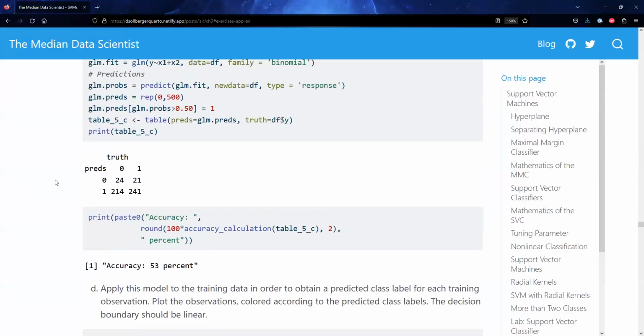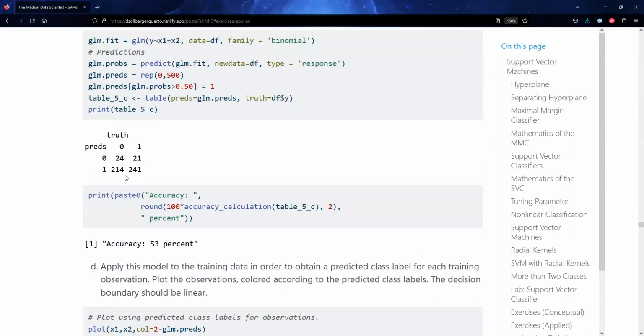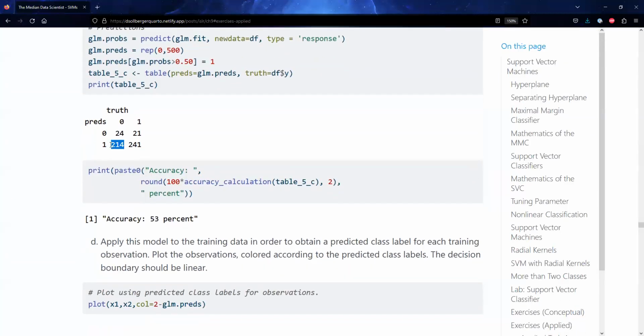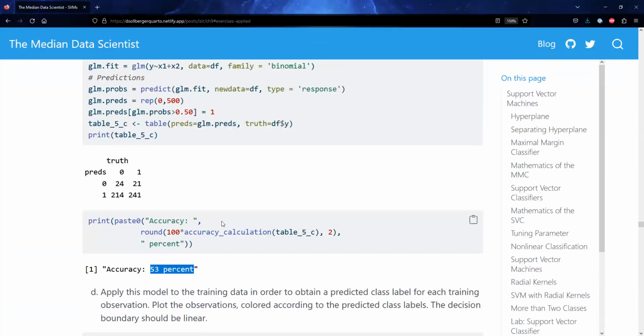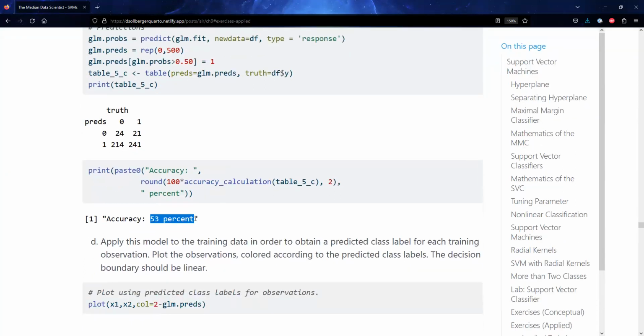At first, at least when I ran the code, we have a lot of misclassifications. So the logistic regression got about 53% accuracy. Of course, anything close to 50% is bad because you might as well just flip a coin or seek out randomness at that point.